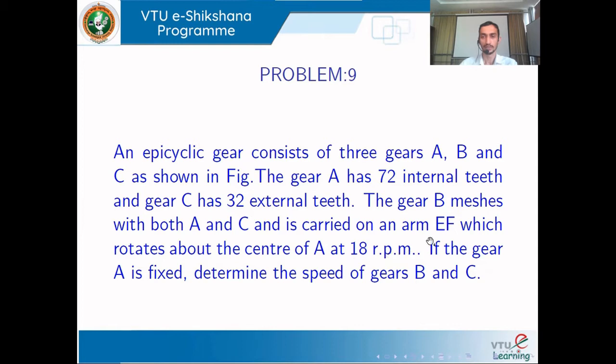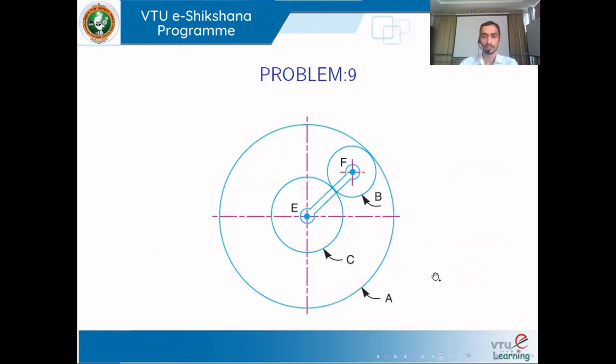So what he has given is the teeth of A as well as C, but the teeth of B is not given, and the rotation of the arm EF is given, so it is 18 rpm. If gear A is fixed, determine the speed of gear B and C. That is the condition which is given.